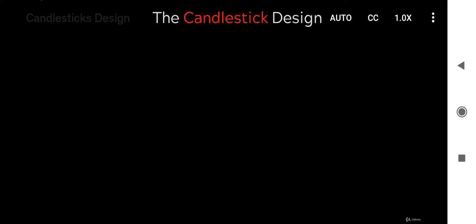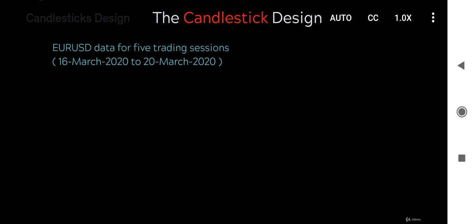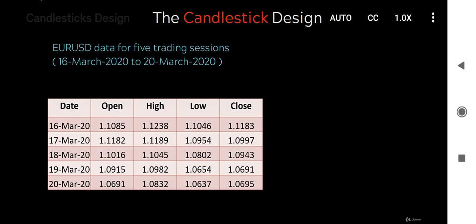Let's do a final example to make the concept of candlestick designing crystal clear. This is Euro USD data for 5 trading sessions, that is from 16th March 2020 to 20th March 2020. As you can see, open, high, low and close are given for all the trading sessions. Now just pause the video and try to make the chart for these 5 trading sessions using the steps as discussed earlier in this lecture.